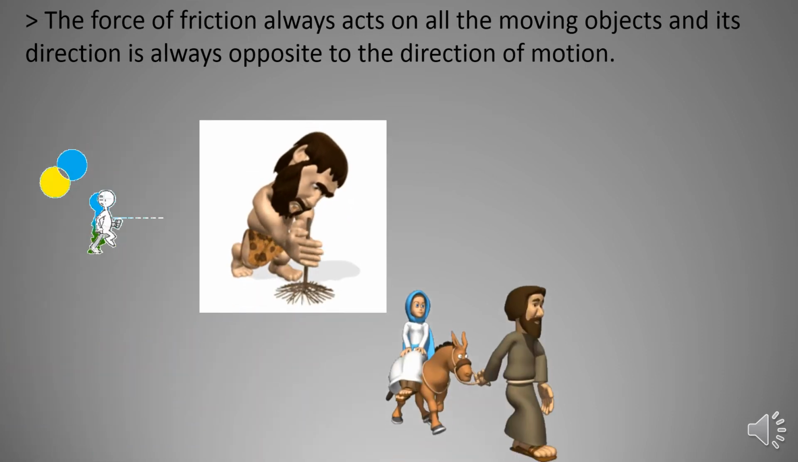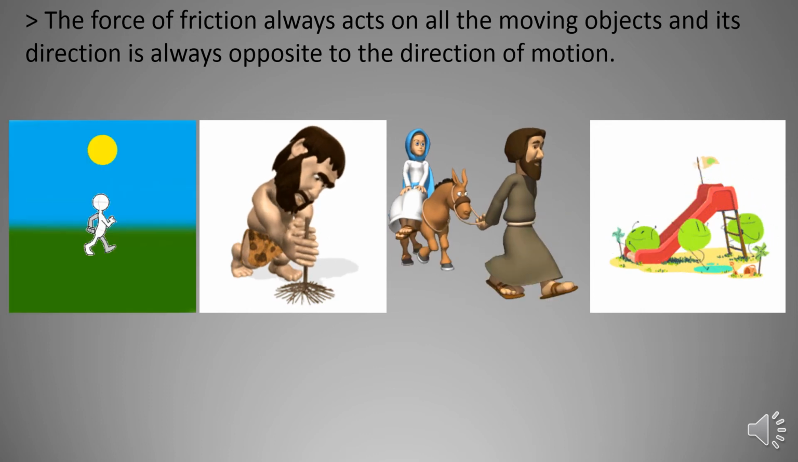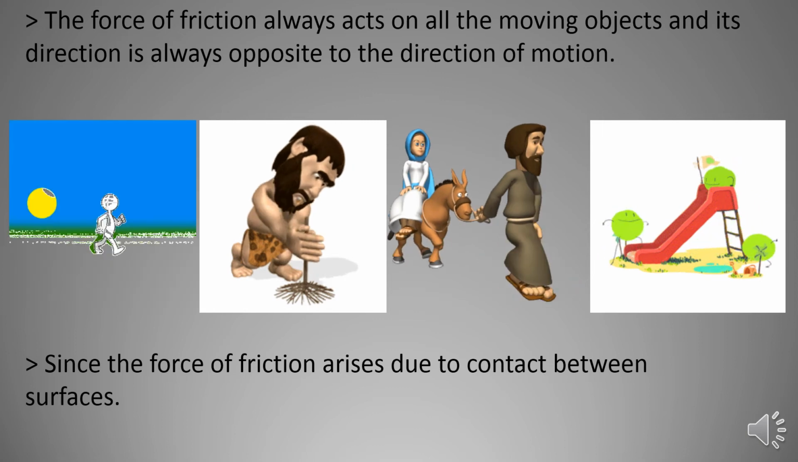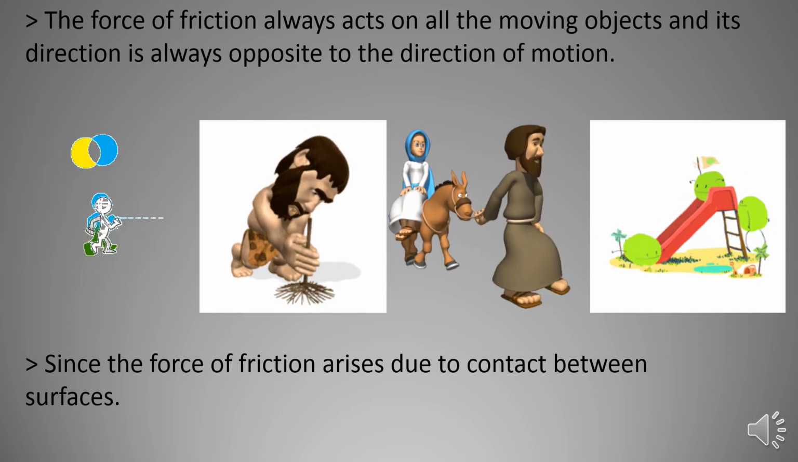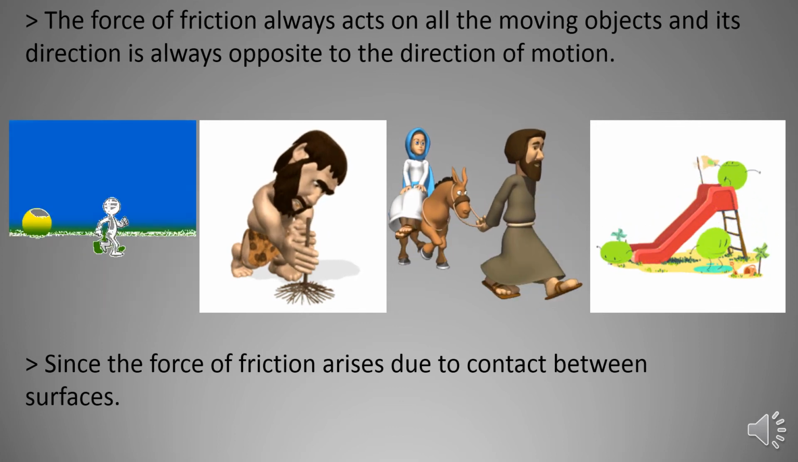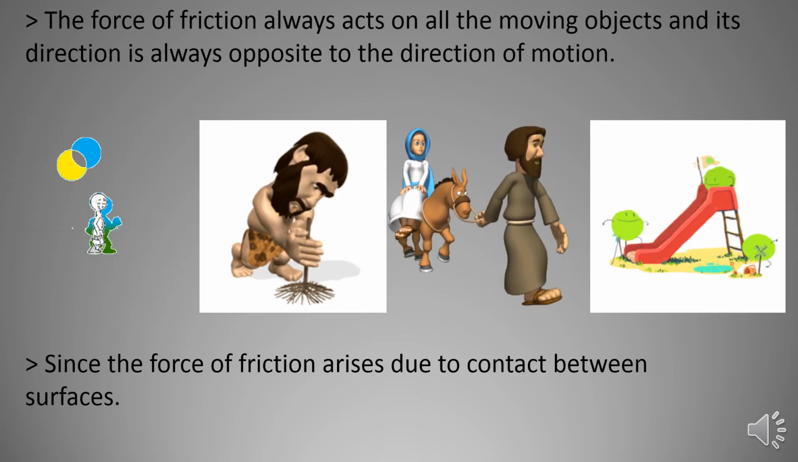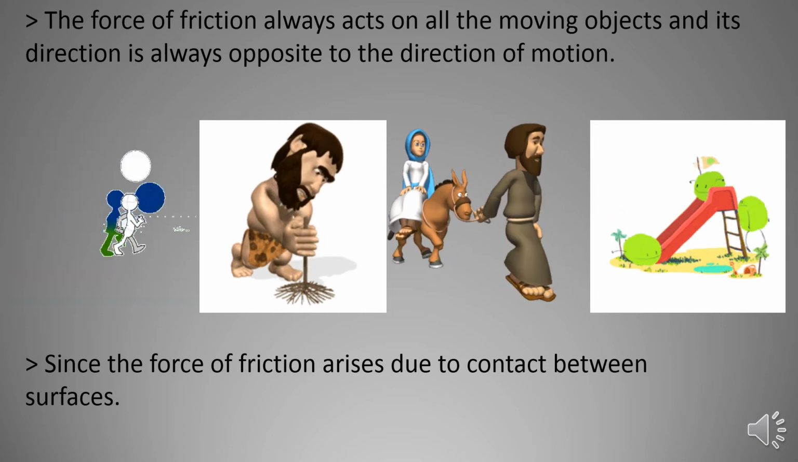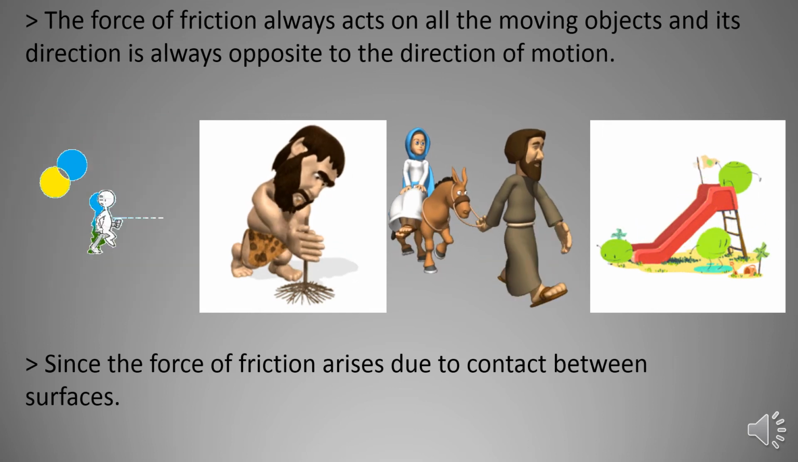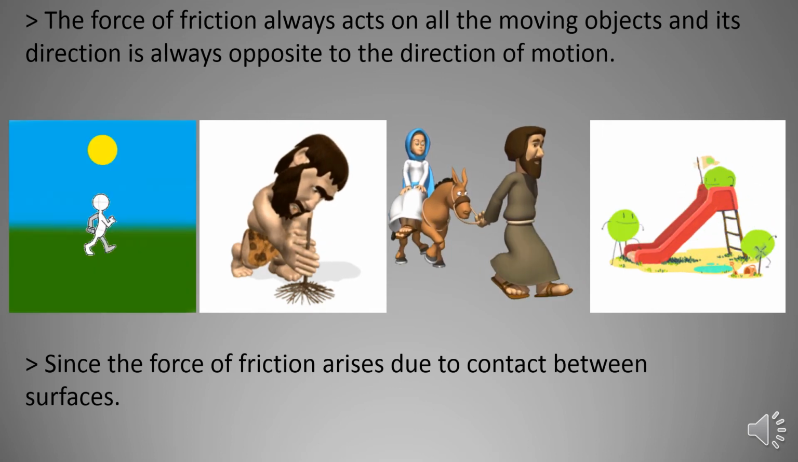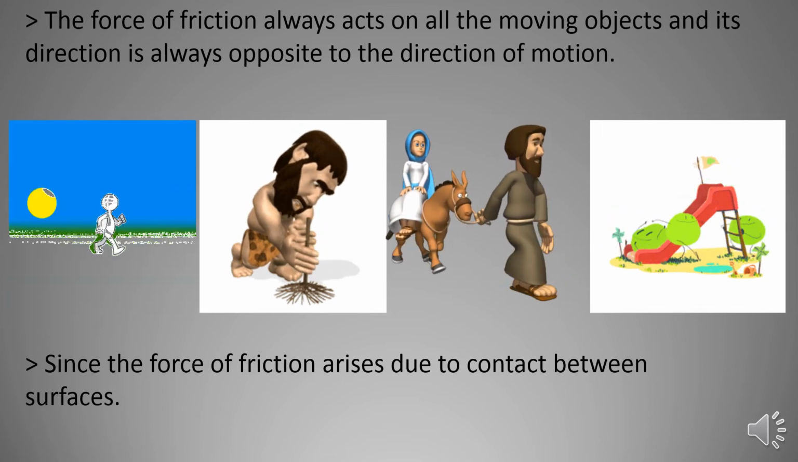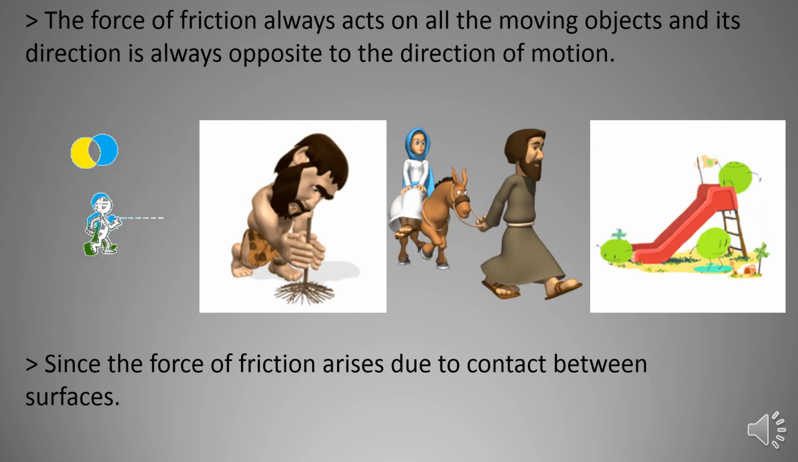The force of friction always acts on all moving objects and its direction is always opposite to the direction of motion. If you observe all these examples, you can easily tell that the force of friction always acts on all moving objects and its direction is always opposite to the direction of motion. Since the force of friction arises due to the contact between surfaces.